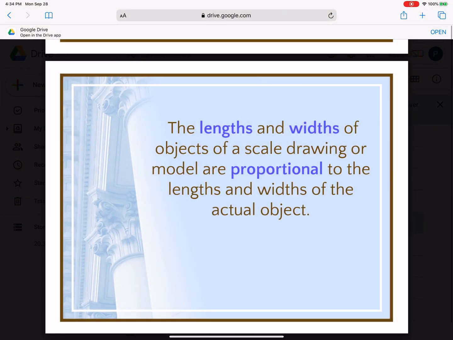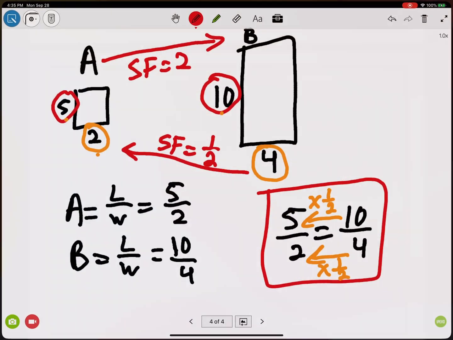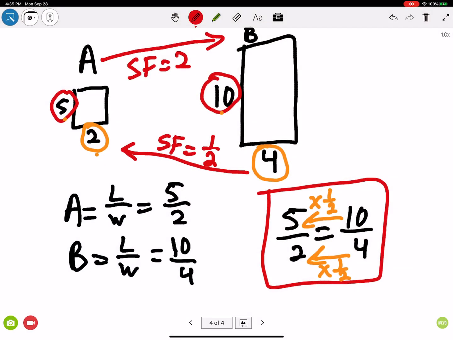So again, the lengths and the widths of objects of a scale drawing or model are proportional to the lengths and widths of the actual object. So going back, if A was the model and B was the actual object, the ratios of their lengths to their widths should be the same, which they are. They're proportional, which means they have to be the same.